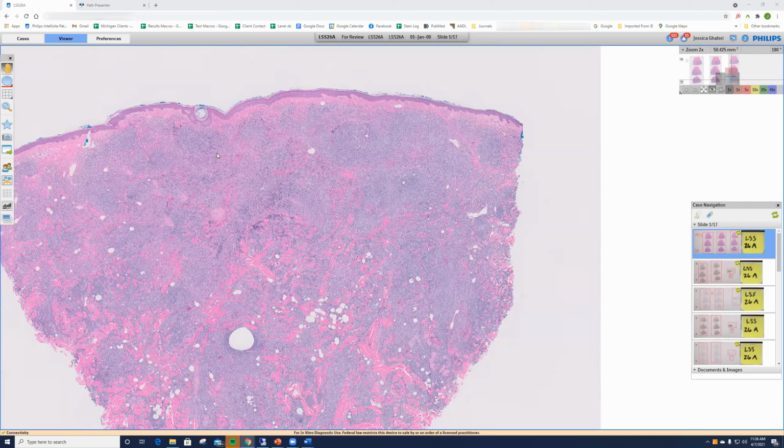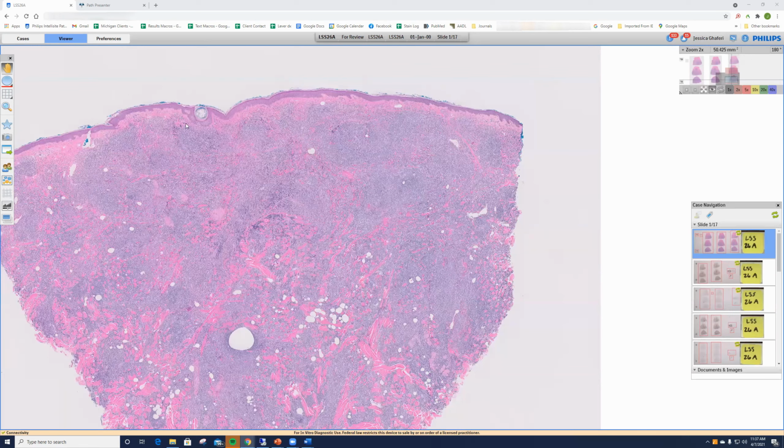They derive from post-germinal center B-cell lymphocytes with plasmacytic differentiation, and these tend to show clonality either of kappa or lambda light chain restriction, so that's important in the diagnosis. And these are restricted to the skin at the time of diagnosis. These have an excellent 5-year survival rate of greater than 90%. They show no epidermal involvement.